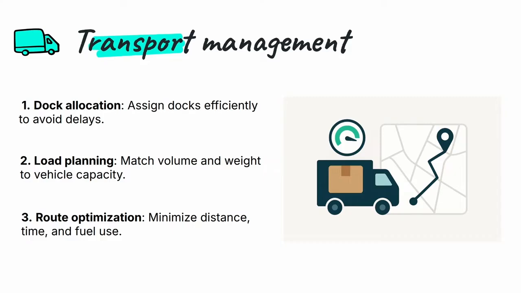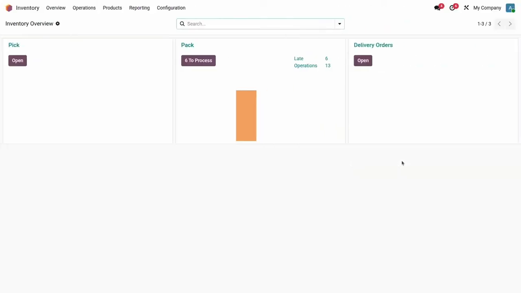Then finally, I need to make sure that I have a route which is optimized for my truck drivers because I want to minimize the cost, I want to minimize the distance, the time, and the fuel that is used. Okay, let's start with the dock allocation in Odoo directly.